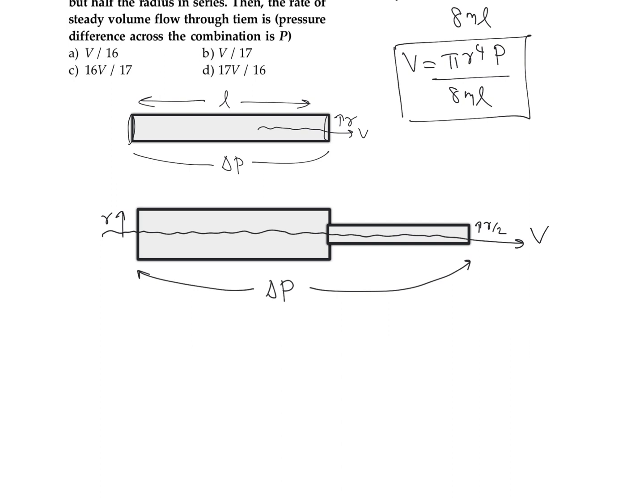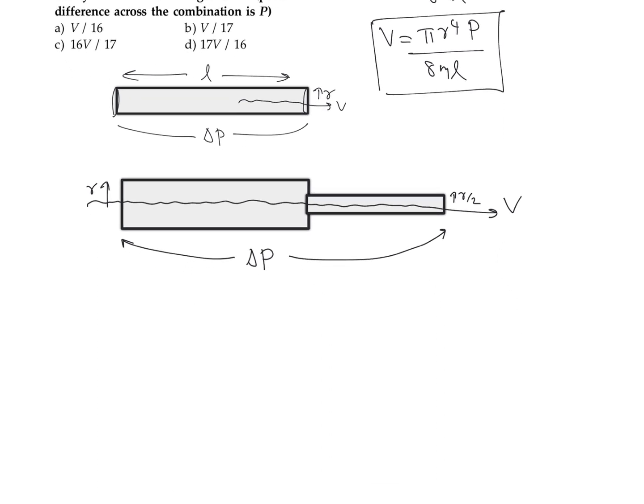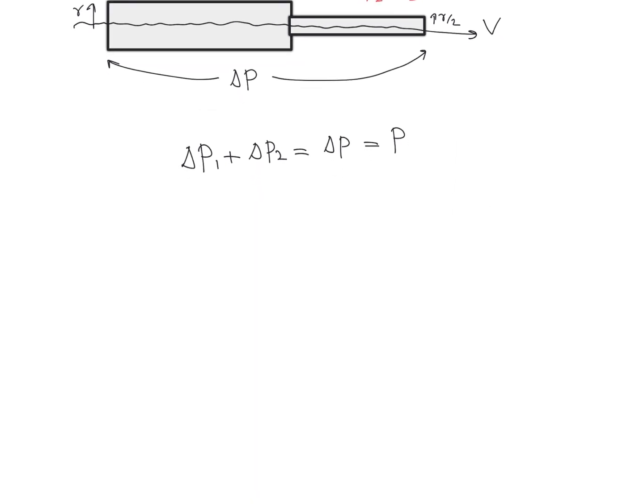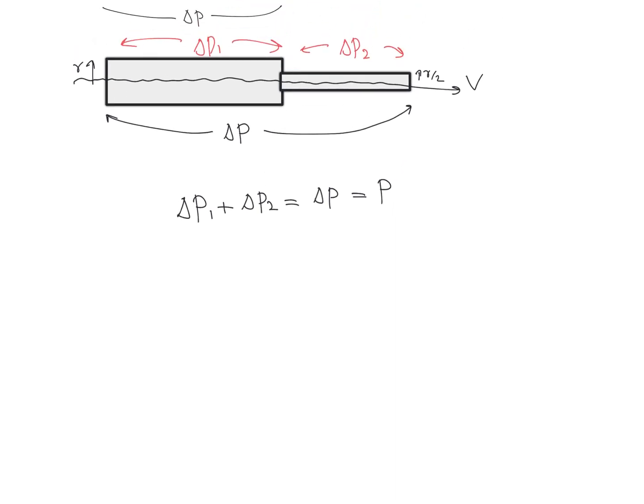We consider that the pressure difference across the first tube is delta P1 and the pressure difference across the second tube is delta P2, so the total pressure difference is P. We can write delta P1 plus delta P2 is equal to P, same as in the previous case. Now, as these two tubes are connected in series, the same volume flow of liquid happens through both tubes.